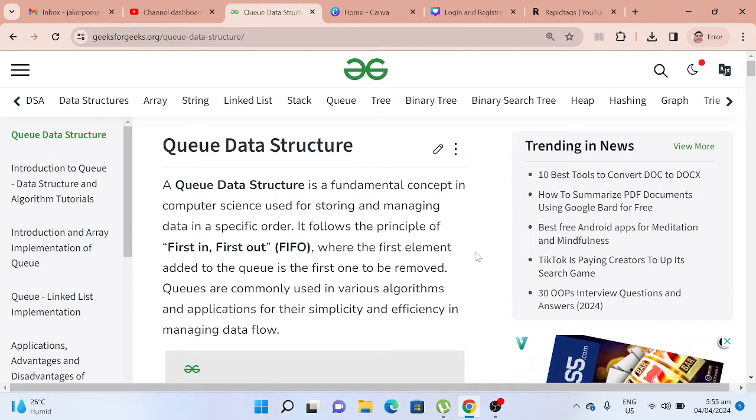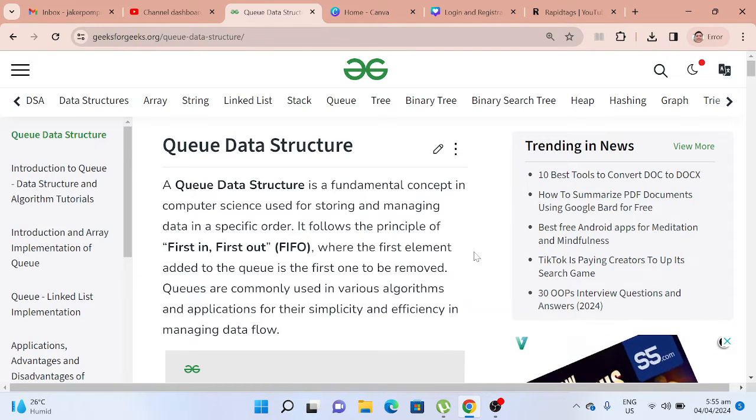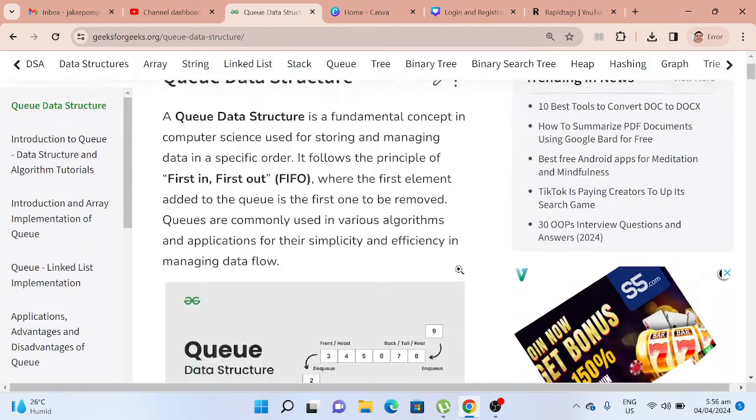So let's begin. What is queue data structure? A queue data structure is a fundamental concept in computer science used for storing and managing data in a specific order. It follows the principle of first in first out, or FIFO, where the first element added to the queue is the first one to be removed. Queues are commonly used in various algorithms and applications for their simplicity and efficiency in managing data flow.